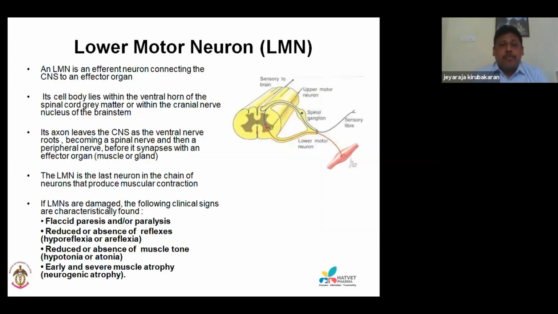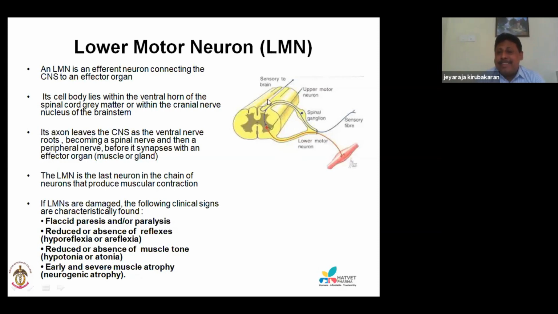Okay. So before going into the localization of the lesion, you should understand what is lower motor neuron and what is upper motor neuron. So lower motor neuron, actually it is an efferent neuron connecting the CNS to the effector organ, which is the muscle, and its nucleus is in the gray matter of the ventral horn of the spinal cord, and from here its axon leaves and continues as the spinal nerve and then as the peripheral nerve and joins the effector organ. Okay, and synapses with the effector organ, muscle or a gland. And that is the last neuron in the chain of neurons. After that, it continues as axons.